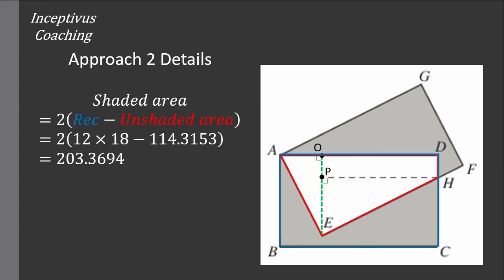114.3153. Now take a full rectangle, right? 12 by 18, subtract this unshaded region, then you're left with one shaded region. Then multiply by 2, you get both shaded regions, and the area is still 203.3694.